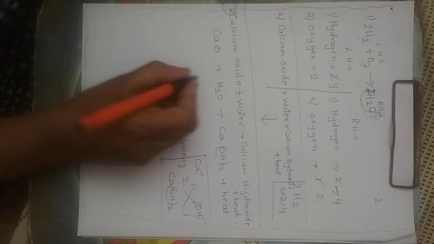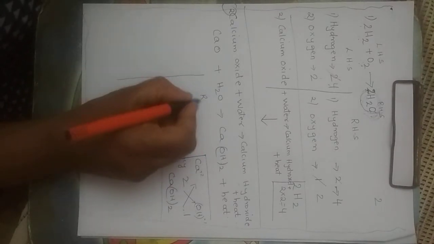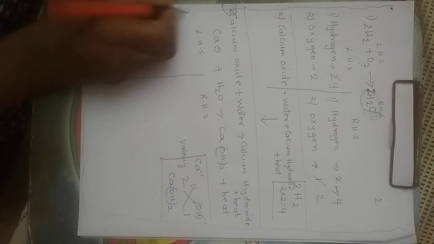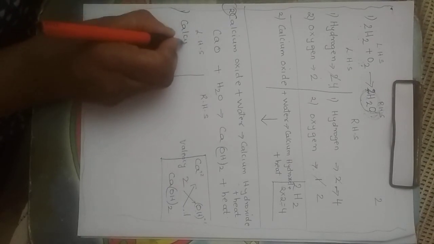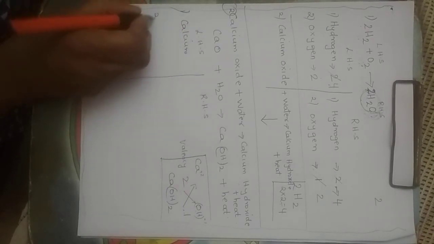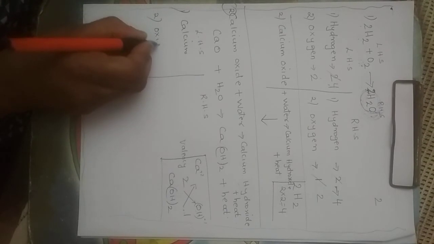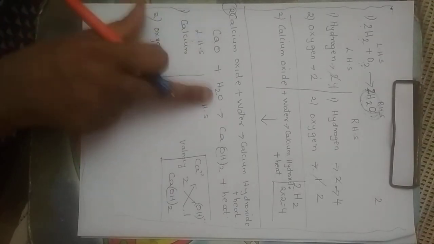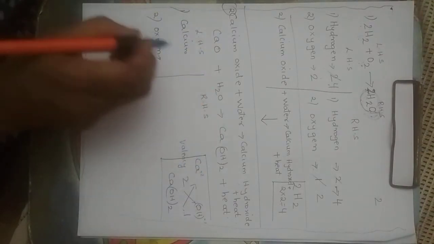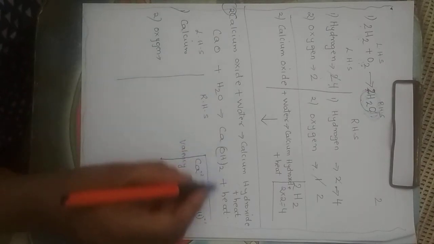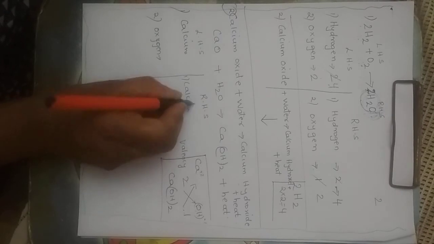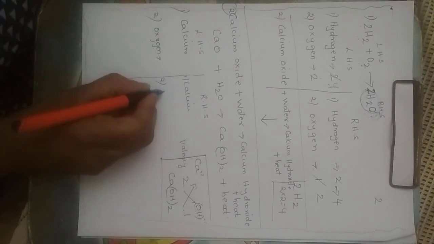Now we do our right hand side and left hand side. So we write here the right hand side and we write the left hand side. This is calcium. This is oxygen. When we are writing, we write oxygen because oxygen is the element taking part in this chemical reaction. Here, this is also calcium, and this is also oxygen.